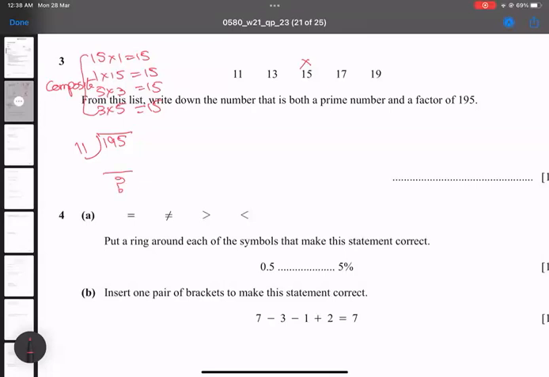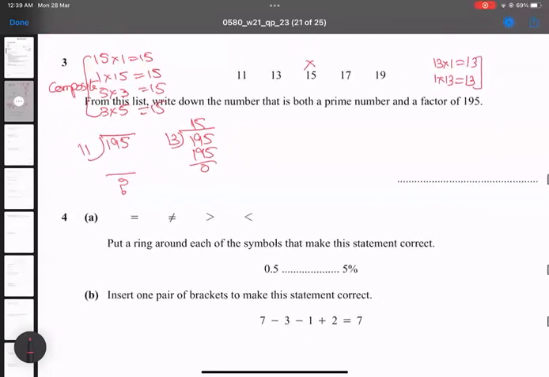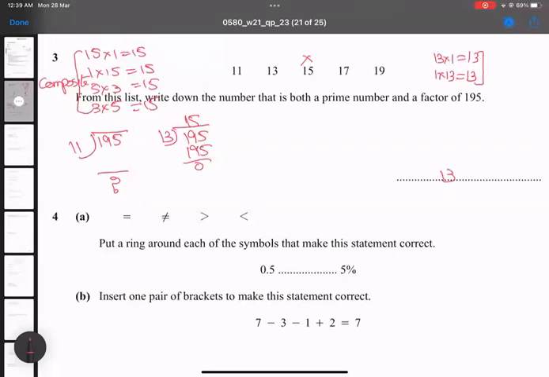So 11 is not a factor, but when I divide 195 by 13, you get a whole number, 15, and the remainder becomes 0. So we can say that 13 is a factor of 195 and 13 is a prime number as well. Reason: 1 times 13 and 13 times 1, and no other way to get 13. So 13 is a prime number. So the number we are looking for is 13. This is also done. Let's talk about the next question.